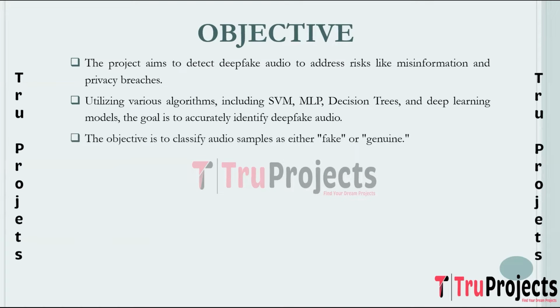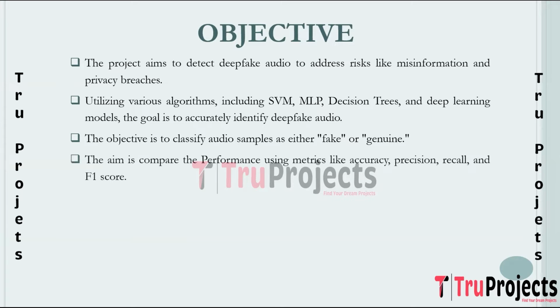The aim is to classify audio samples into two classes, which is fake, indicating manipulation or fabrication, or genuine, which is indicating authenticity. The objective is to compare the performance of the various algorithms using evaluation metrics such as accuracy, precision, recall, and F1 score. These metrics provide insights into the effectiveness of each algorithm in correctly identifying and classifying fake and genuine audio samples.